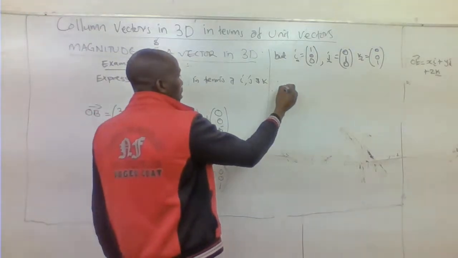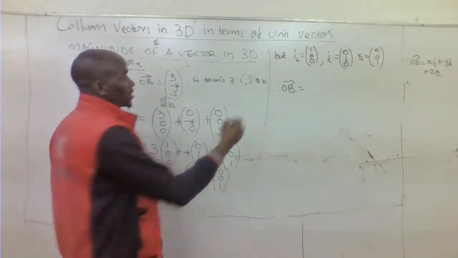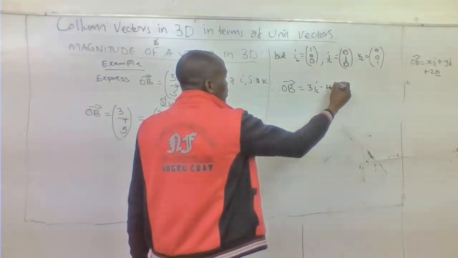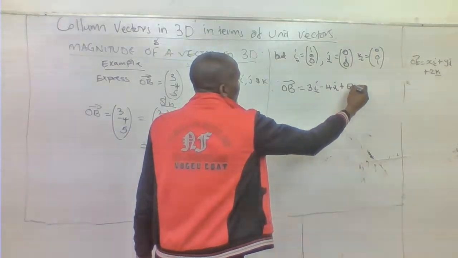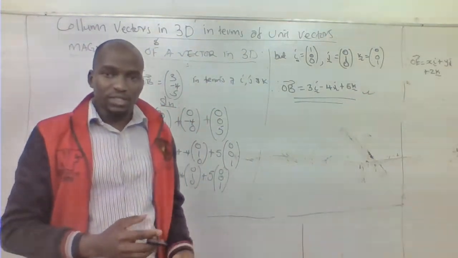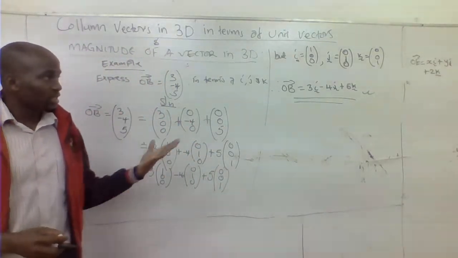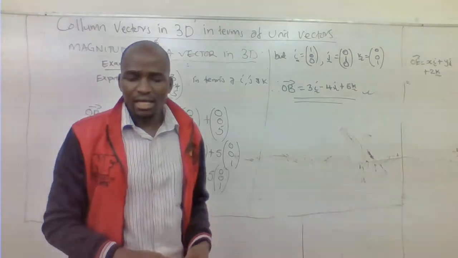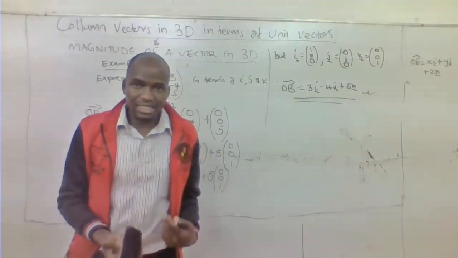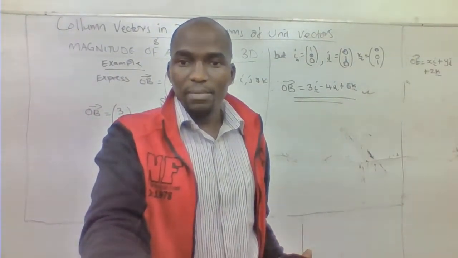So therefore, our OB will now be given by 3i minus 4j, plus 5k. So that's how we express vectors given in column form in terms of unit vectors i, j and k. Now I want us to look at how we can find the magnitude of a vector in 3 dimensions.